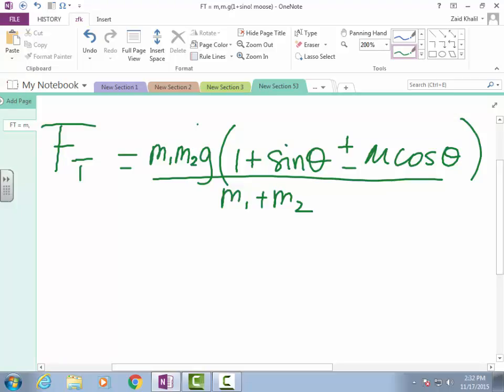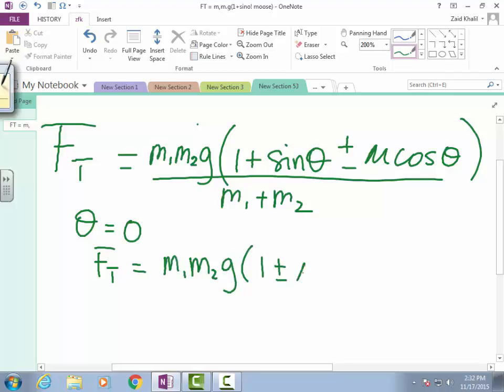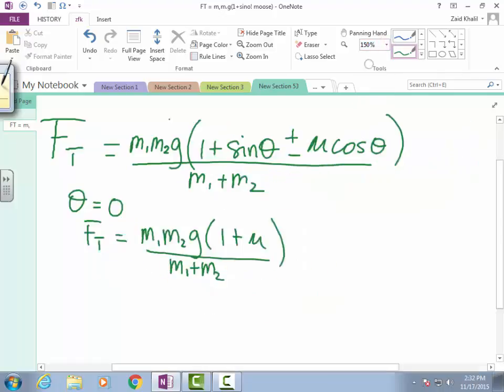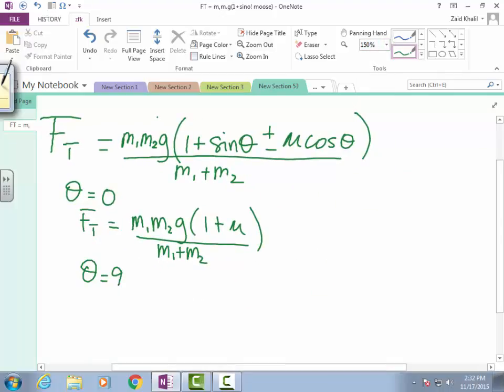Limiting cases. First case we want to investigate is table Atwood. Table Atwood is theta equals 0. What is Ft? But remember, that becomes just plus because friction can't drive the system. And then theta equals 90. What do you get?